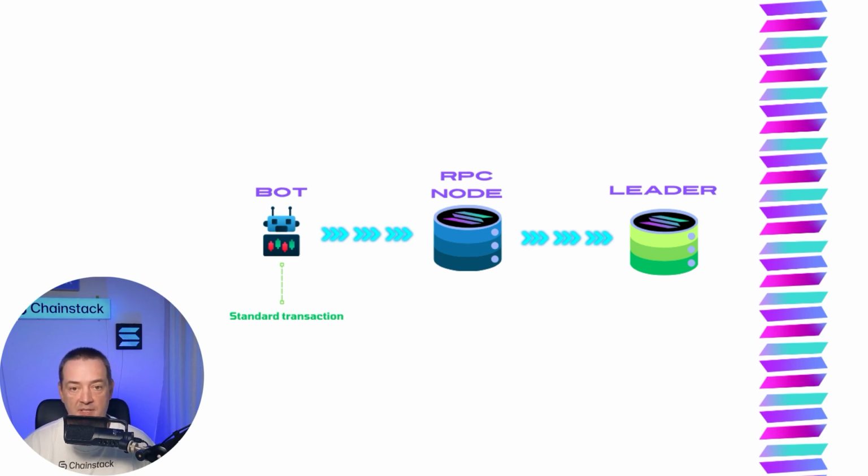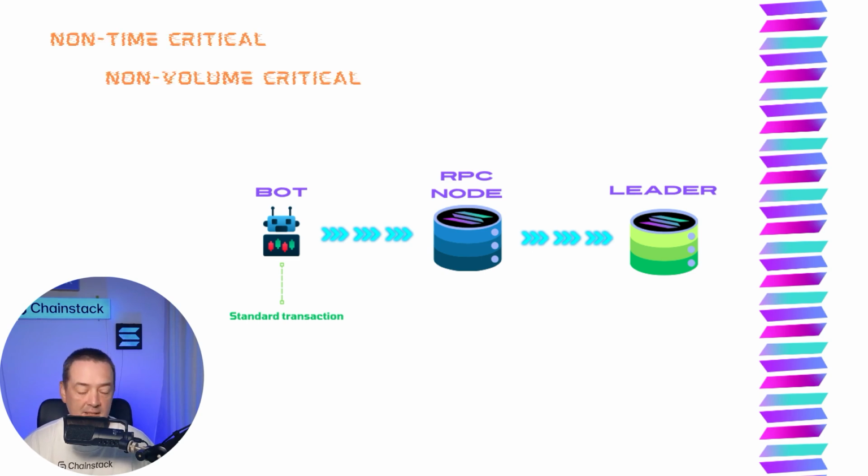Your project, for example a bot, creates a standard transaction. This includes the public key, signature, and other essential data like swaps and so on. The assembled transaction is then sent to an RPC node. The RPC node forwards the transaction data to the current leader. This leader that is producing blocks on the Solana network then commits the transaction to a block. This process was designed to work from Solana's inception and still functions today for most use cases that are regular, non-time critical, non-volume critical, or win rate critical transactions.